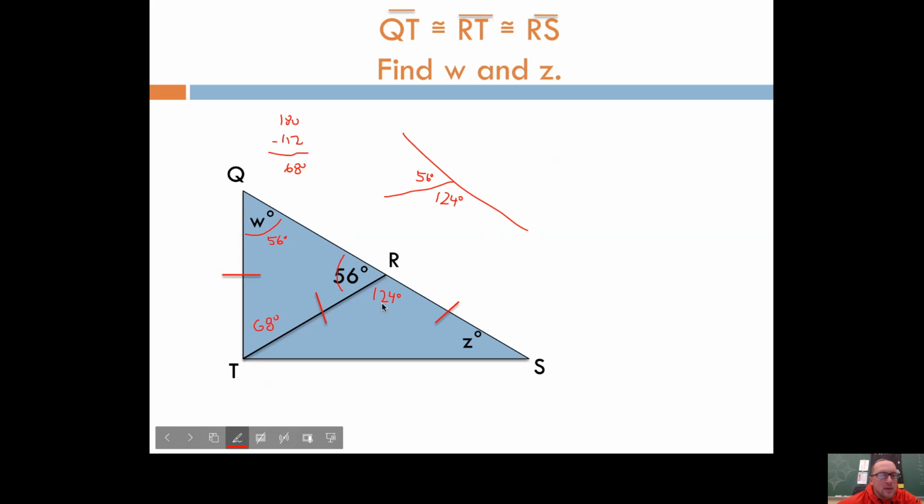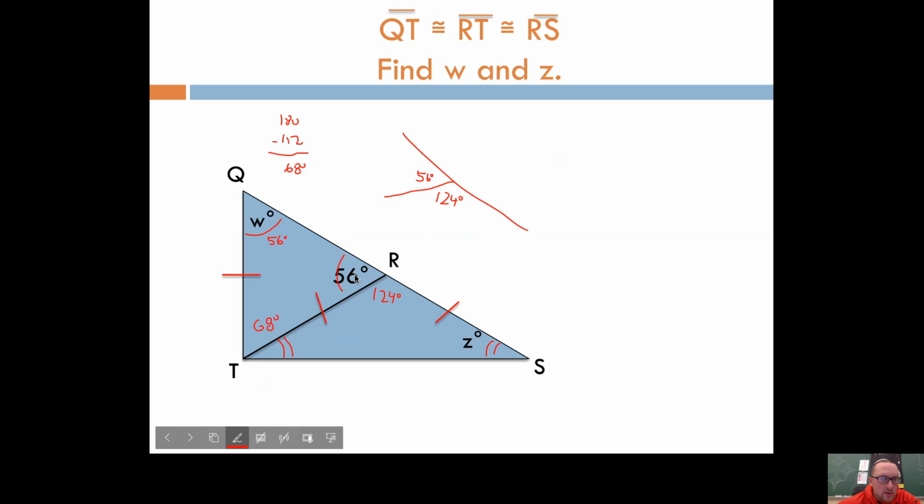Now, we don't have to do the same math again. We're going to take 124 away from 180 because there's 180 degrees in every triangle. We already did that. We know it's 56. So these two angles here, they're the same because they're base angles of that other isosceles triangle. And they add up to 56 degrees.